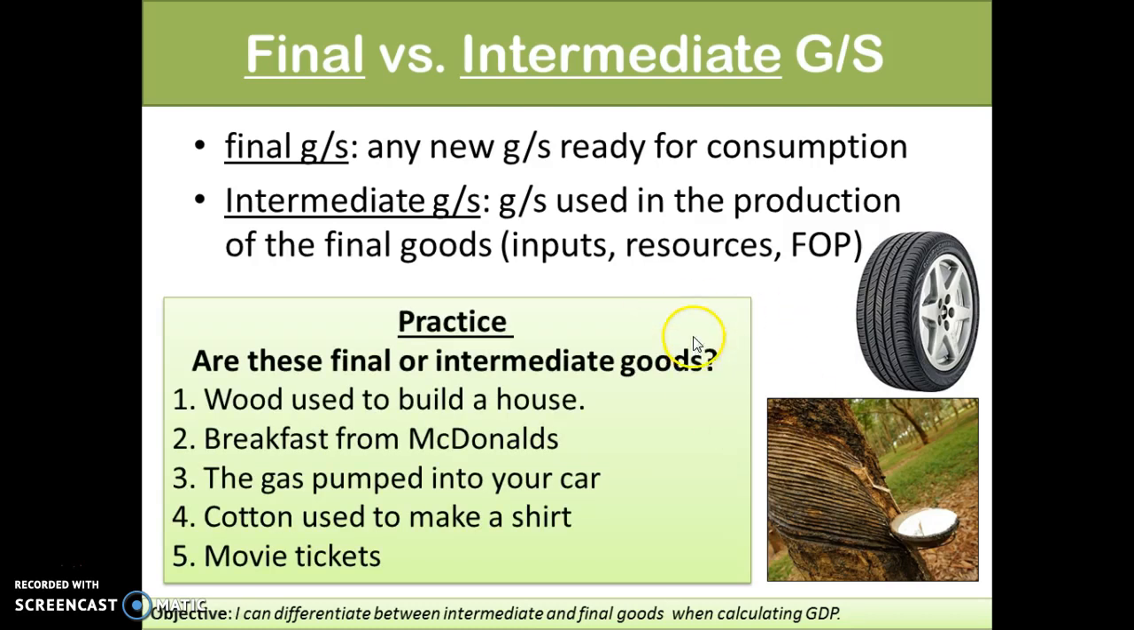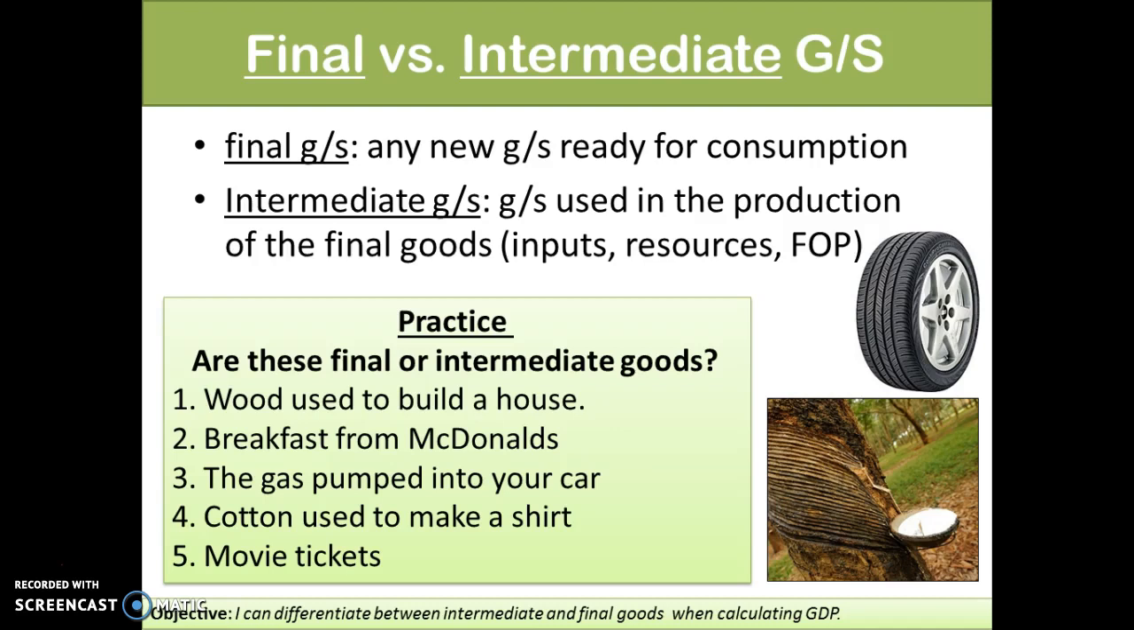Here are a few scenarios. Pause the video, take a look at these, and I'm going to go over them. So the first one, wood is an intermediate good because it's used to build a house. When you buy a house, you buy the cost of the wood. Breakfast from McDonald's, food that you buy, you're going to consume it, that's a final good.